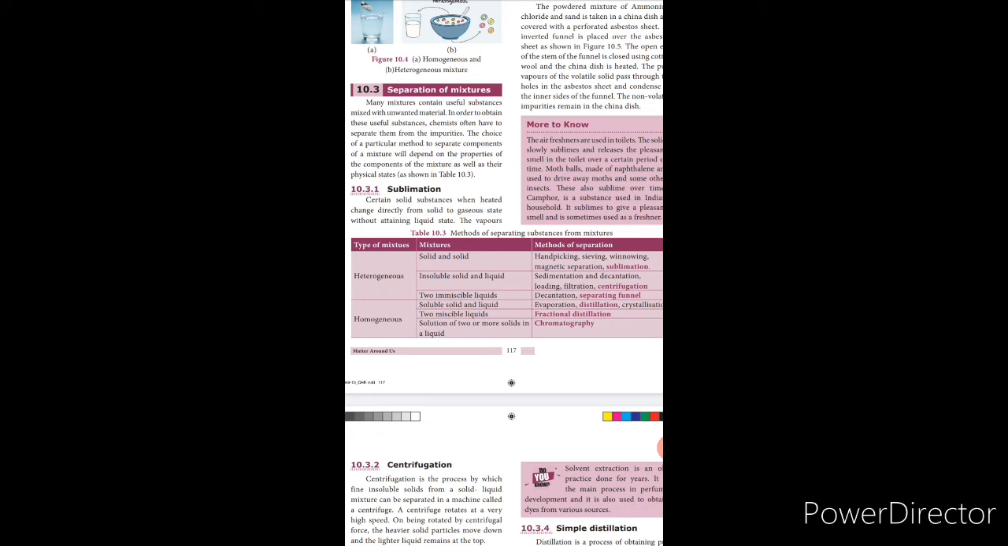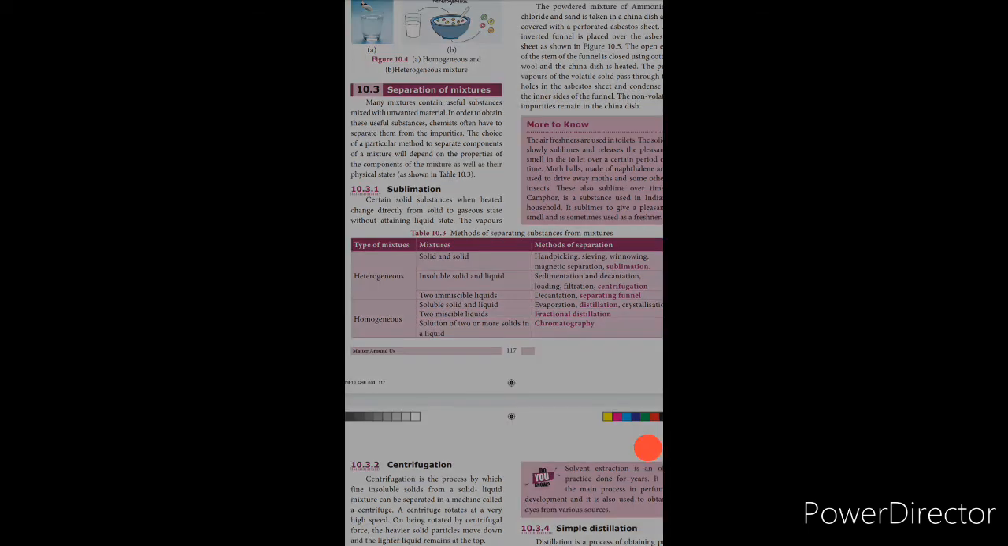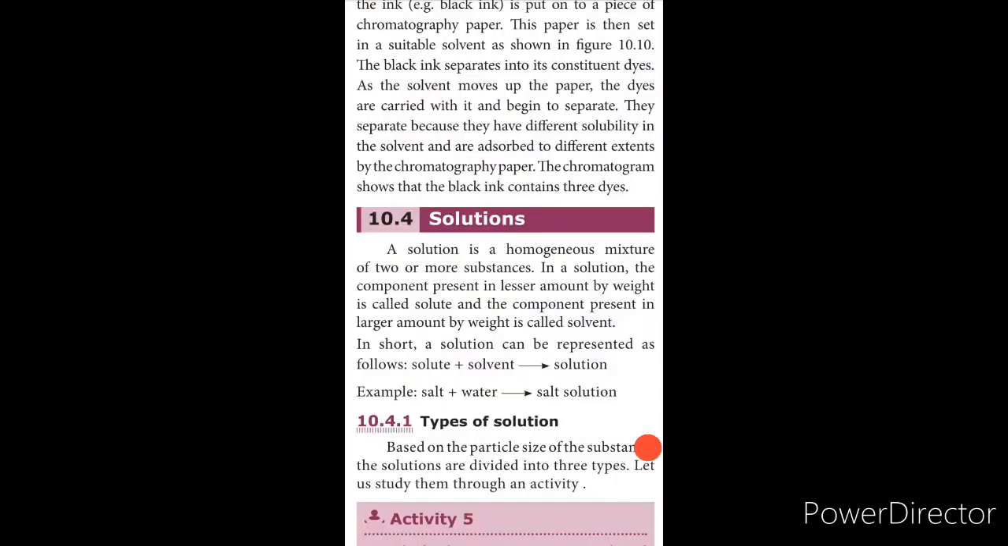The last one is solution of two or more solids in a liquid. So that is chromatography. We said that different color dyes are dissolved in the sample. So in a sample of ink, the color dyes can be separated using the chromatography methods. So this table is very, very important, children. So learn the table and understand it.